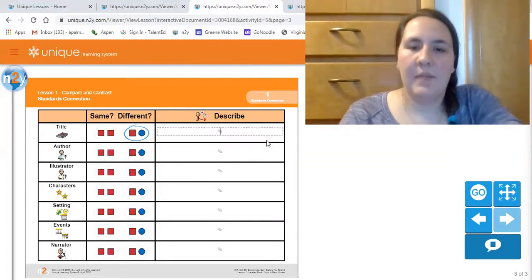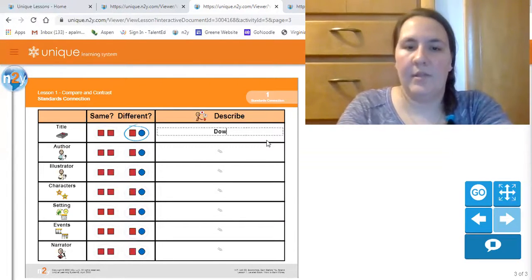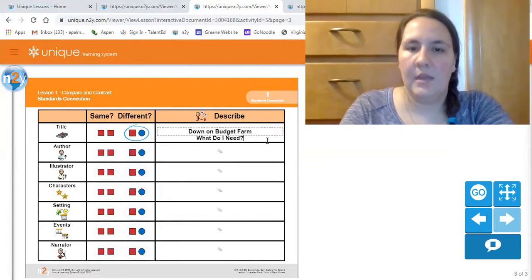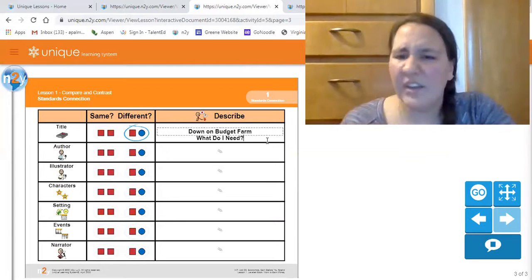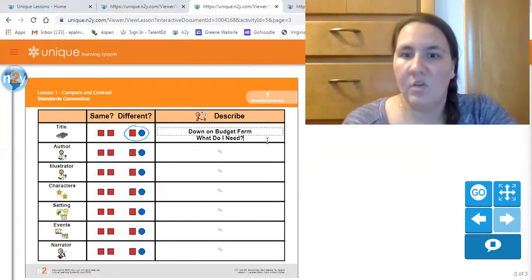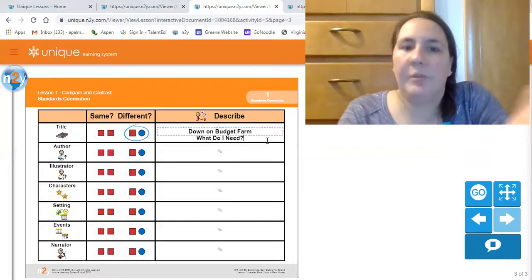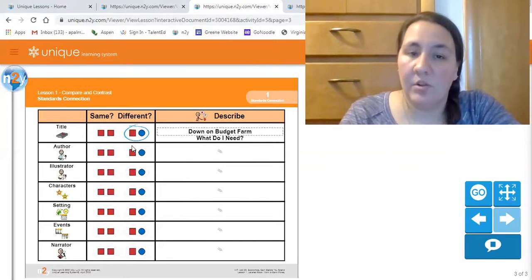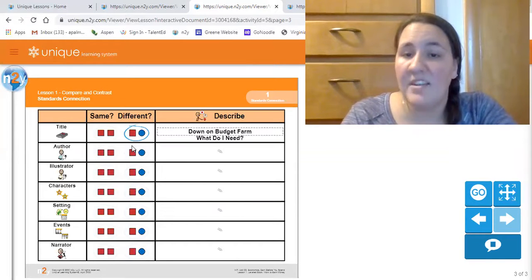And I'm gonna type my answers in here. So one is Down on Budget Farm. And then the other one is What Do I Need? Those are two totally different titles, right? Don't need to talk about that anymore. They're both different words, right? So the next question says the author. So do we have the same author or a different author?